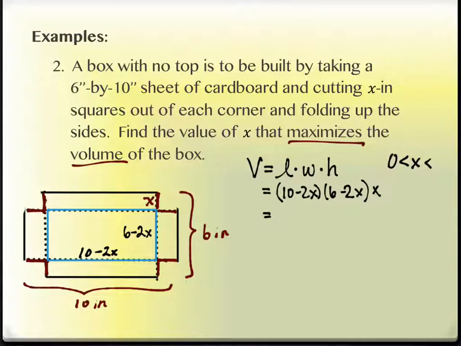So the biggest width that this is right now is 6. And if you cut 3 from both sides, again, you'd have a flat box. So whatever answers I'm getting, if I get anything outside of the 0 to 3 range, they don't actually work for the context of this problem.